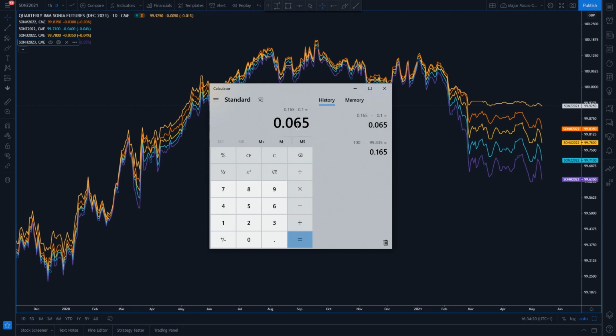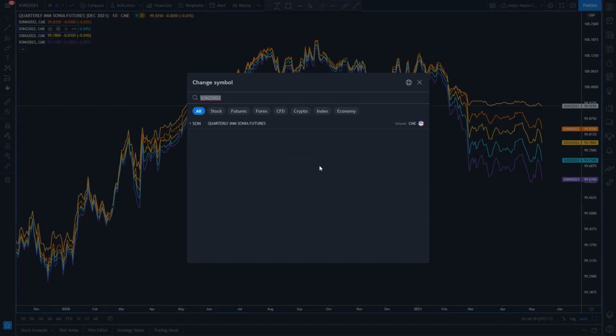Now, obviously, they normally move in increments of 10 basis points at a time. So the market, based on this price, isn't yet pricing in a rate hike for the BOE by June 2022. So let's take another one to do the same example. Let's take, I believe, the December one. Let's double check. So that's December 2022.